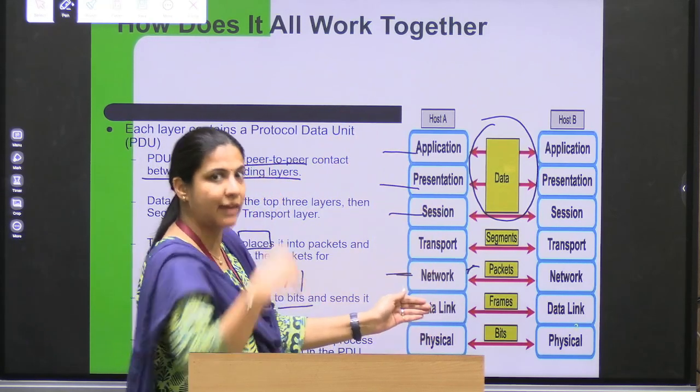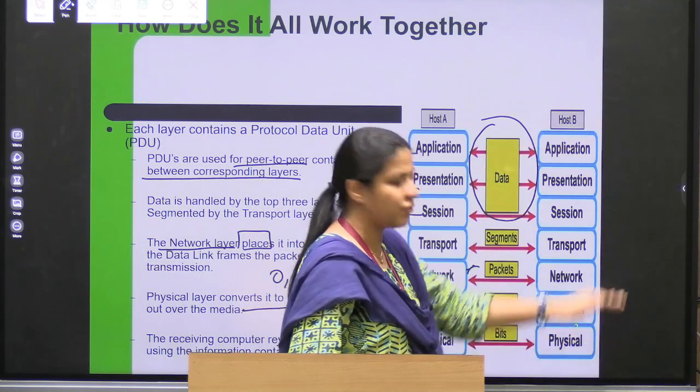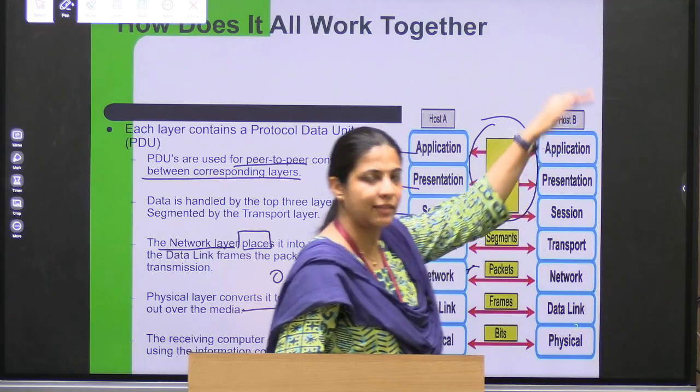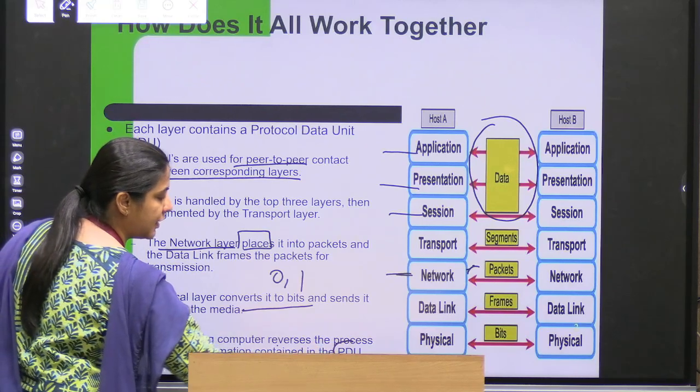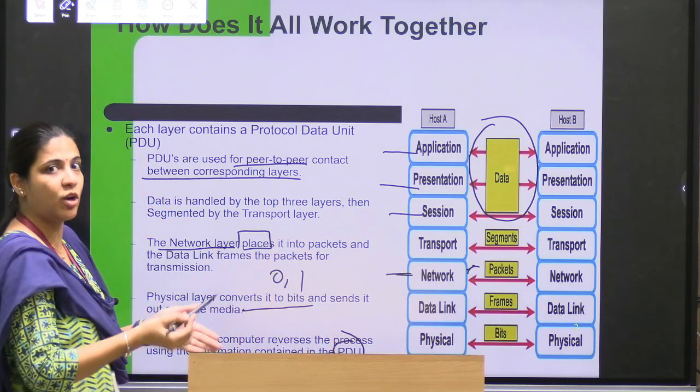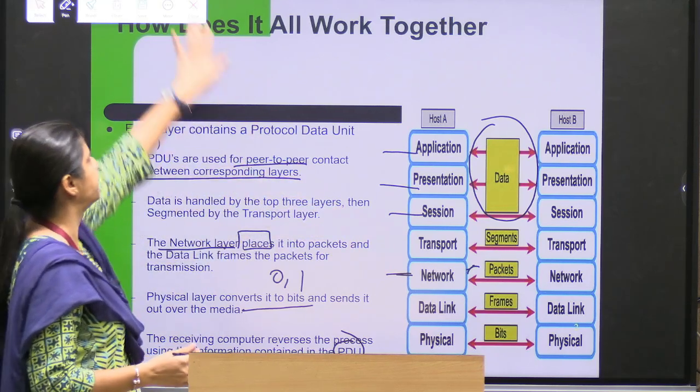We started from here, and at the receiver side, the process will be reversed. It will start from the physical and data link layer and the process will be reversed here. So all the information in the PDU, that is protocol data unit, will be reversed at the receiver side.